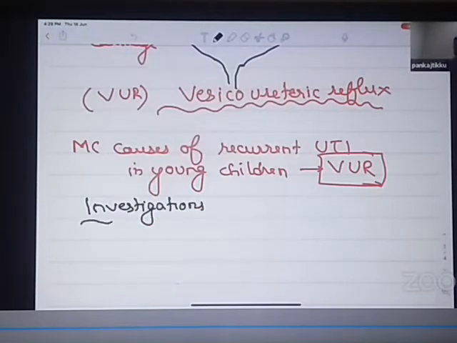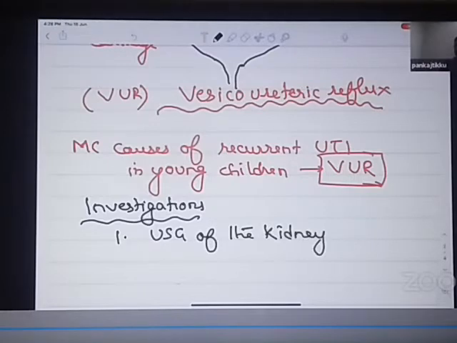So the first investigation that we do is an ultrasound of the kidney to see whether the kidneys are getting enlarged or not. That is a sign of pyelonephritis, infection of the kidney. The second test that we do is a test which is known as MCU. What is the full form of MCU?